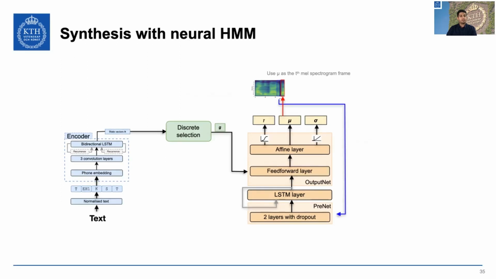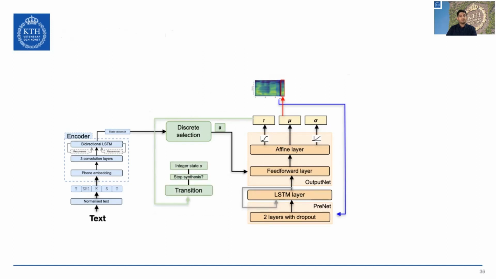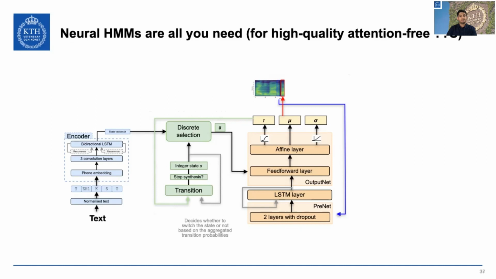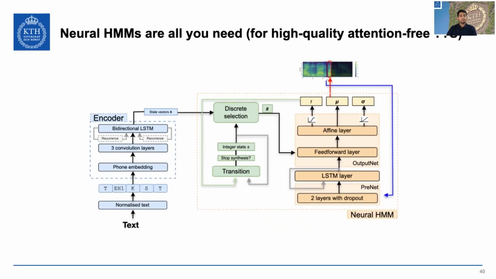We use the mean to generate the tth frame of the MEL spectrogram, and the transition probability decides whether to switch to the next state or stay in the current state, depending on the aggregated values of transition probabilities over time, thus completing the synthesis of the MEL spectrogram frame at time step t. We repeat this synthesis process for all time steps capital T in order to synthesize the full utterance.